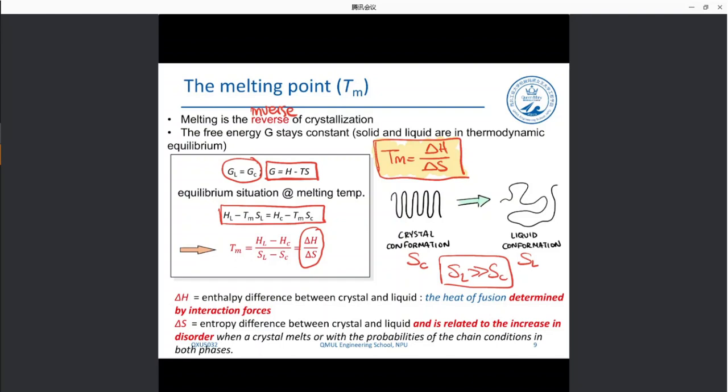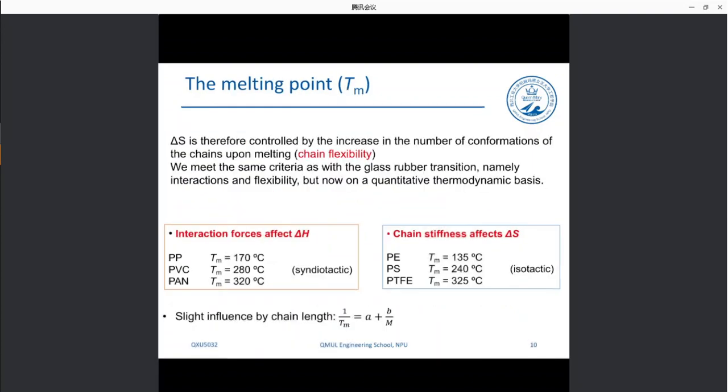And it can also result from probabilities of chain conditions in both phases. But you realize that the probability of having different conformations, different chain conditions, in the liquid is much, much higher compared to the probability of having different conformations in crystalline chains. So the entropy is controlled by the increase in the number of conformations upon melting. And we said that the melting point equals the ratio of enthalpy over entropy.